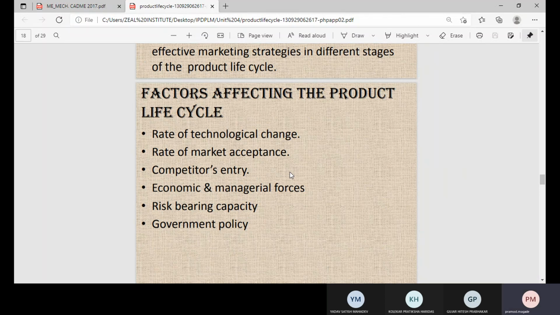The product life cycle. These are the factors which we must know rather.